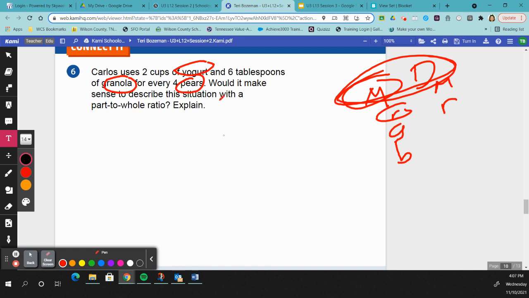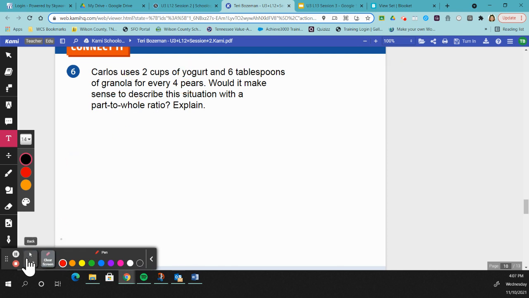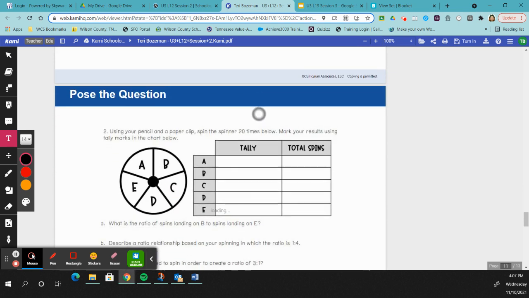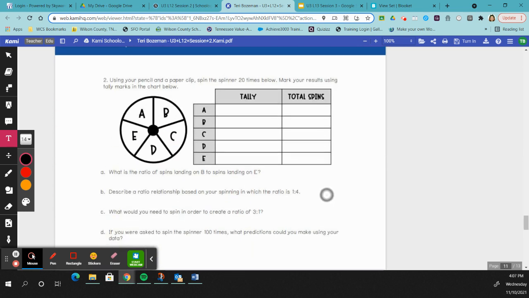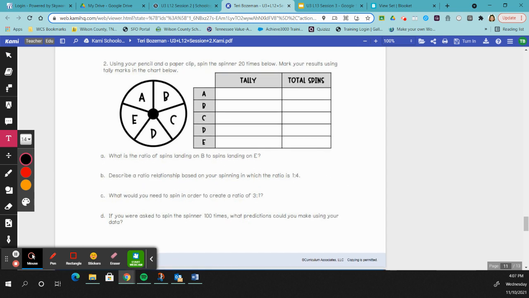So make a decision there and explain, would you be able to use a part to whole ratio with the situation? And I am going to ask that you do that one on your own. Then we come to the pose the question. Now, you can't really spin here on this. You could create an A, B, C, D, E on your paper on your own, and that would be fine.